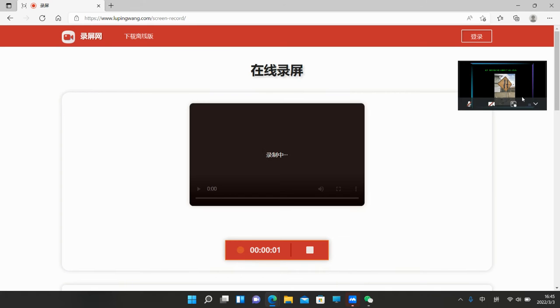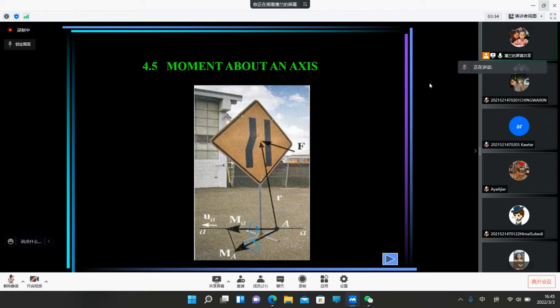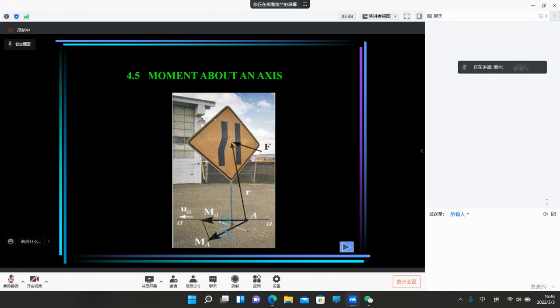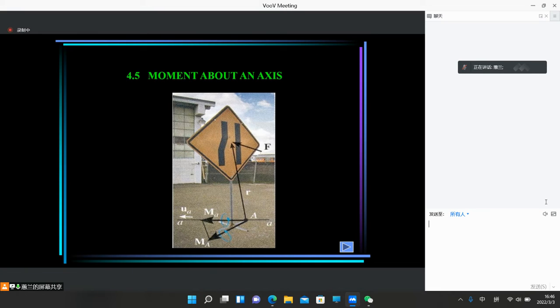About endpoint, and we introduce this definition. The moment is to measure the tendency of rotation, the tendency of rotating about a point. And we introduce the cross product to describe the moment. Moment is equal to the position vector cross the force. And so accordingly, moment is a vector, that's for sure.